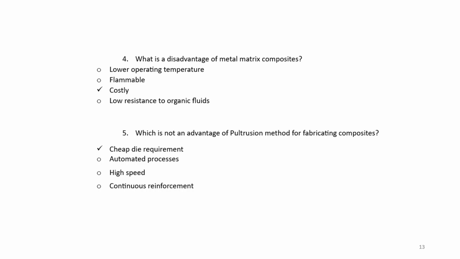Next question is, what is the disadvantage of metal matrix composites? Your options are lower operating temperature, flammable, costly, or low resistance to organic fluids. So metal matrix composites are costly compared to polymer matrix composites and ceramic matrix composites because the processing is also very complex compared to other types of polymers.